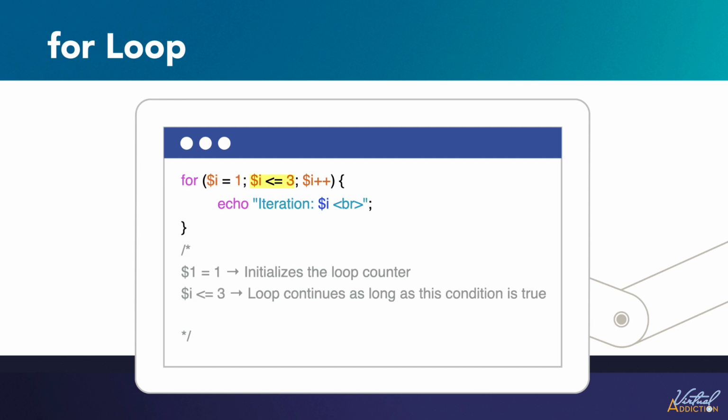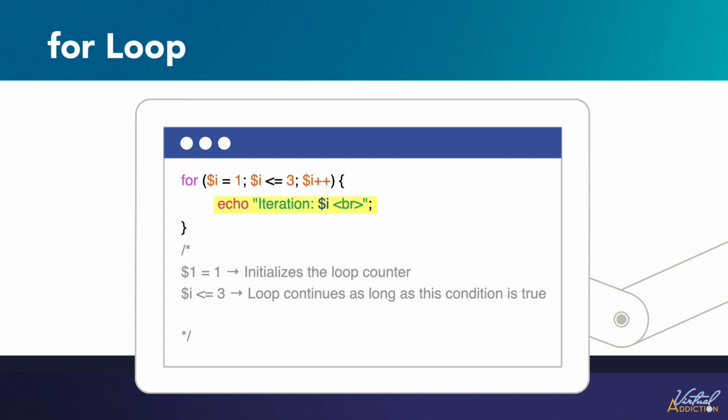The second part is the condition. This is $i is less than or equal to 3. Before each iteration, PHP will check to see if $i is less than or equal to 3. If it's true, the loop is going to execute. If it's false, the loop will stop.